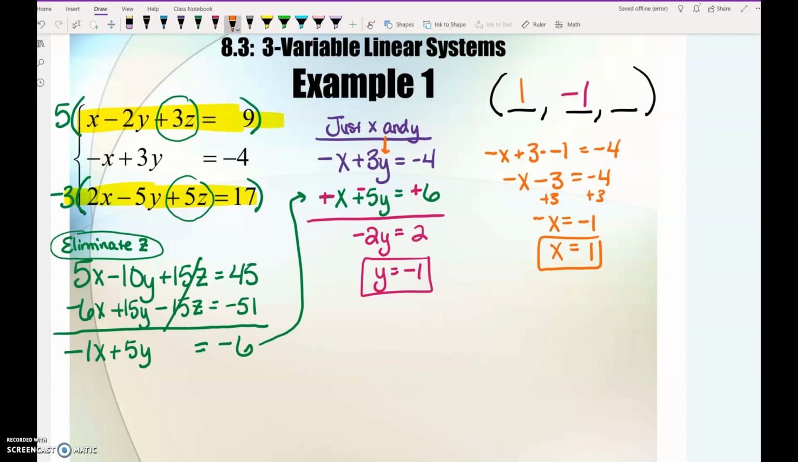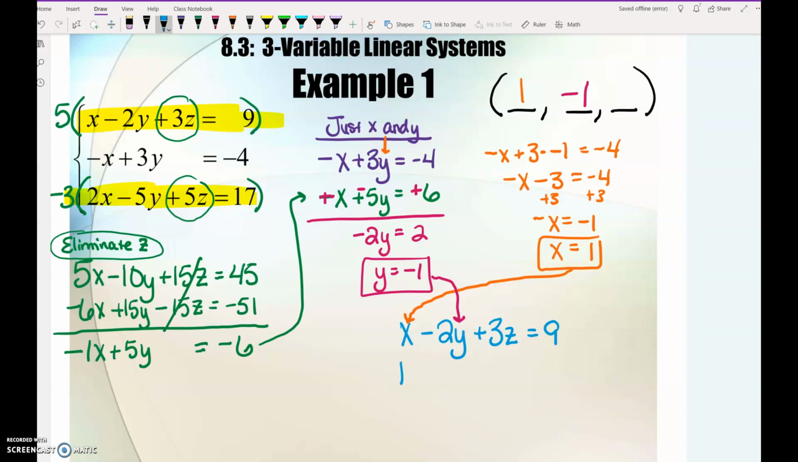Now we get to pick an original 3 variable equation to plug those into to figure out what z is. Would you like to pick the original top equation or the original bottom equation? I'm going to go for the original top equation because it looks like it's smaller numbers. So that will hopefully give me fewer opportunities to make mistakes. We want to put our 1 in place of our x, our negative 1 in place of our y.